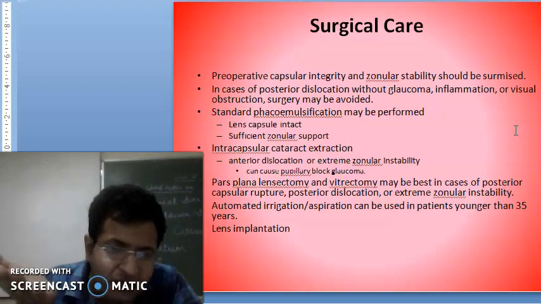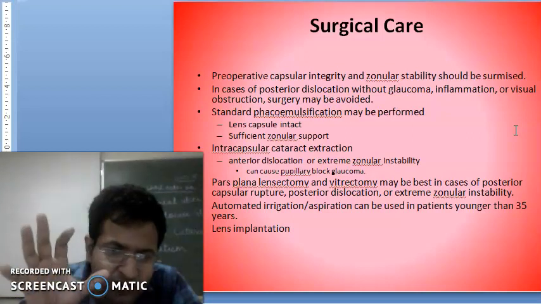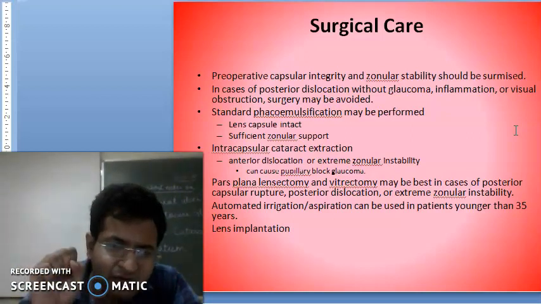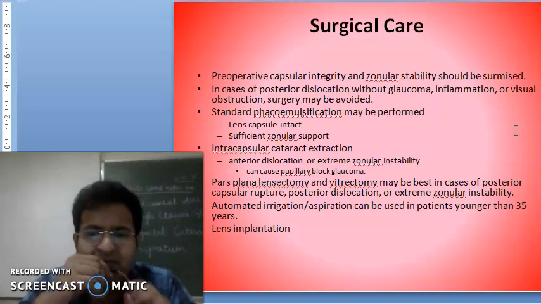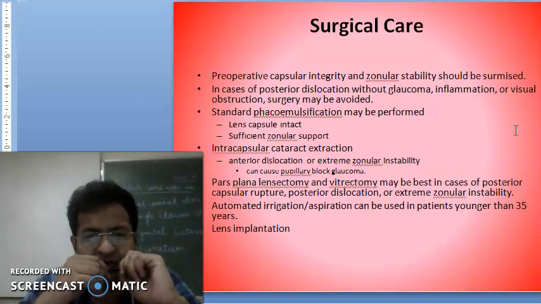ICCE has to be done if there is an anterior dislocation of the lens or there is extreme zonular instability, because standard phacoemulsification can cause pupillary block glaucoma. In such cases, pars plana lensectomy or vitrectomy may be the best indicated in cases of posterior capsular rupture, posterior dislocation or extreme zonular instability.